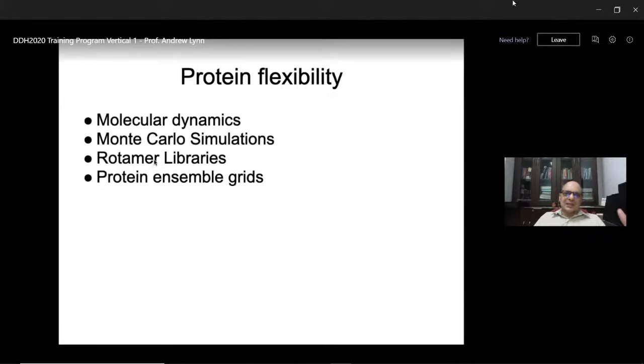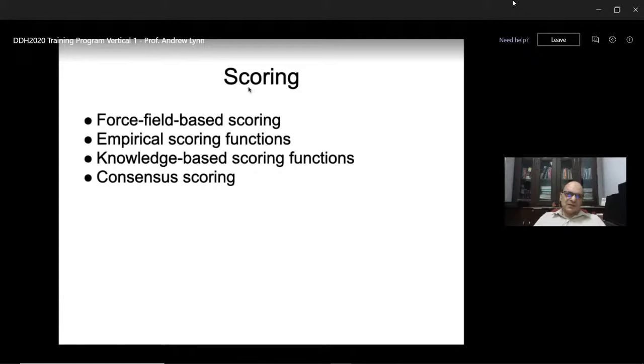The next is the availability of methods of scoring. Scoring, you have force field-based scoring, empirical scoring functions, knowledge-based scoring functions, and consensus scoring functions. Now, I'm listing out all this because these are like a menu.